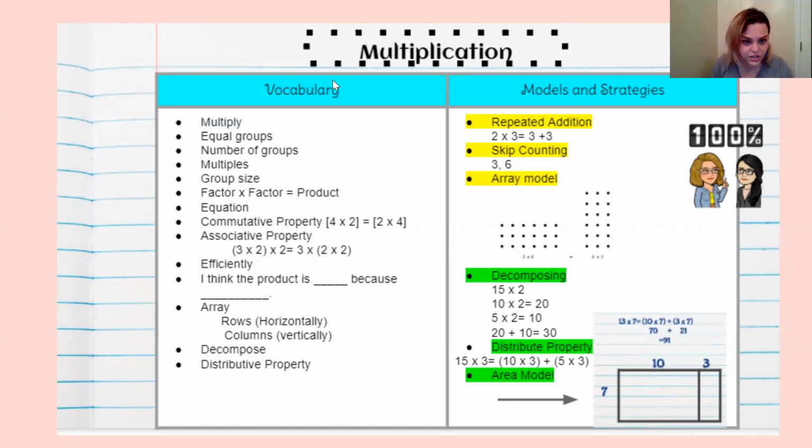Associative property, efficiently. The sentence frame, I think the product is because the word array, so like rows, which means horizontal, and columns, which means vertical. The word decompose and distributive property. And some of the models and strategies we have, like repeated addition, skip counting, array model, decomposing, which led us to finding out that decomposing really is the same as using the distributive property when you're decomposing or breaking down numbers apart so that you can multiply efficiently. And then the one we've been really working on is that area model, okay?